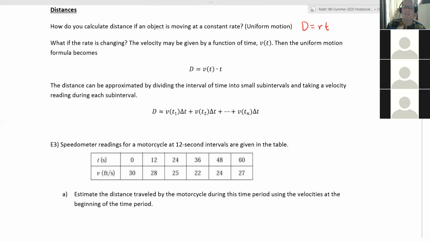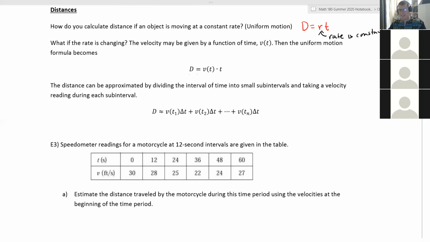If velocity is some kind of function of time, if velocity changes over time, then the distance traveled is going to be the velocity times the time, v of t times t. All right, there it is. That's the distance traveled.